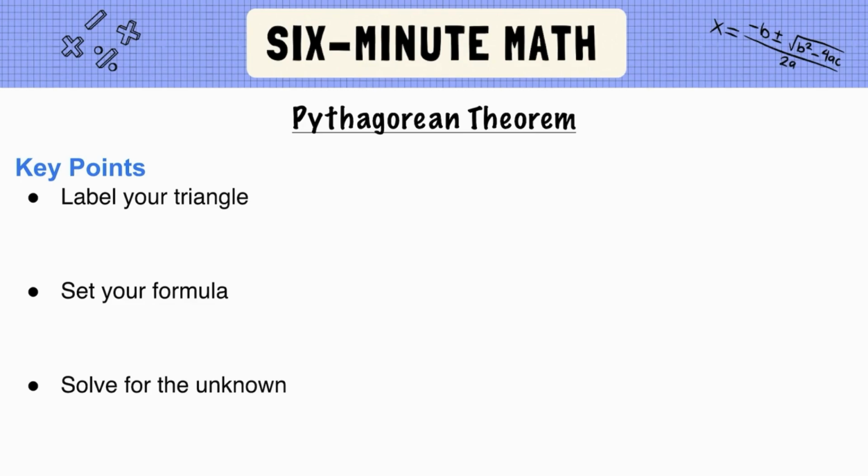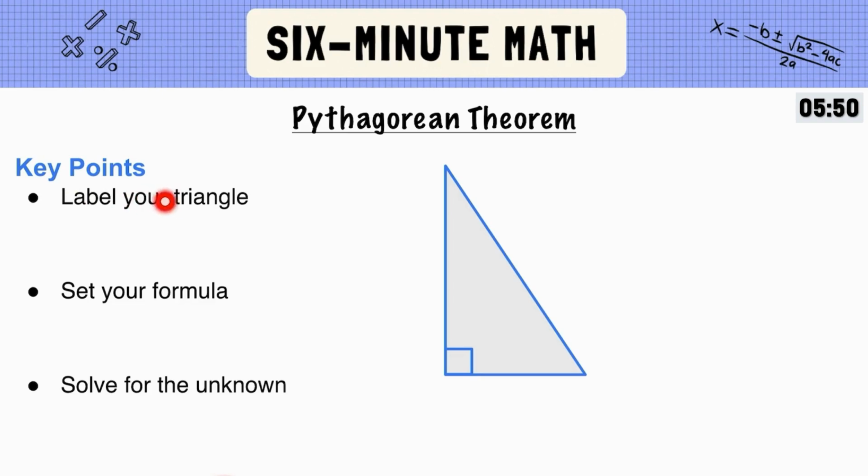We do not have a lot of time in our 6 minutes, so let's get going. Our key points today for the Pythagorean Theorem are just steps to solve for an unknown side of a right-angled triangle. Our first step is to label this triangle. We are going to label it with A, B, and C.